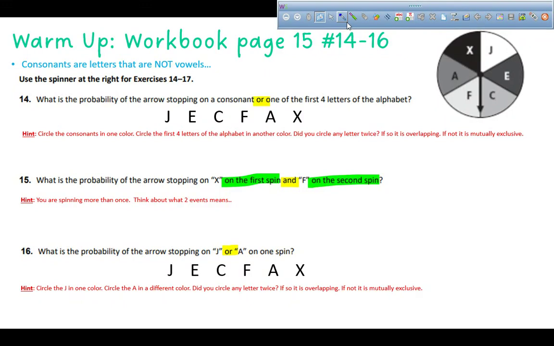What is the probability of the arrow stopping on a consonant or one of the first four letters of the alphabet? So I'm going to show you this one. Rather than listing two events completely separately, I'm just going to have all of the events listed once, and I'm going to use two different colors. That's an alternative to writing this out twice.